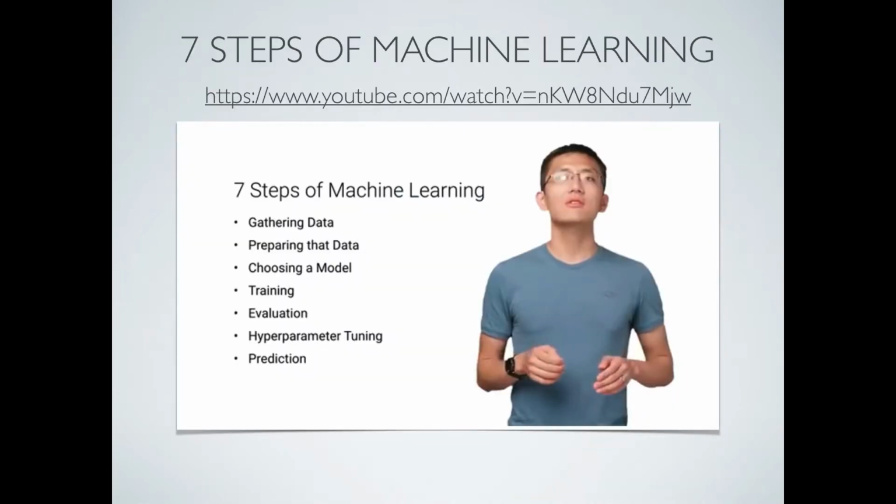So this guy does a really good job describing the 7 steps of machine learning: gathering your data, preparing your data, choosing the model, training it, the evaluation, the hyperparameter tuning, and the prediction. We're not going to watch this YouTube video, but I'm going to provide the slides to Chrissy, and if you're interested in this, you're welcome to come back and watch it on your own time.